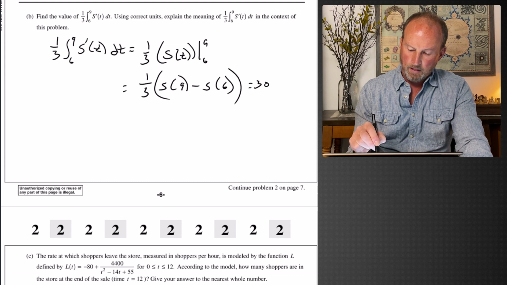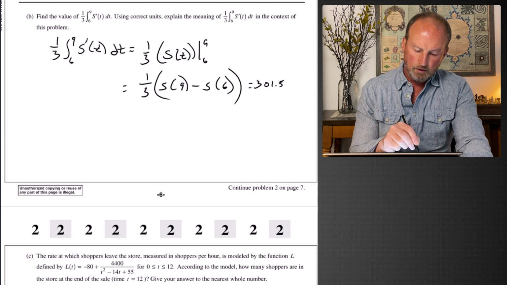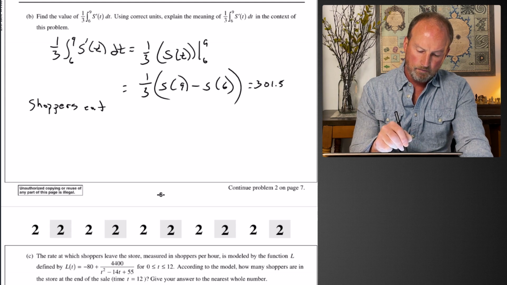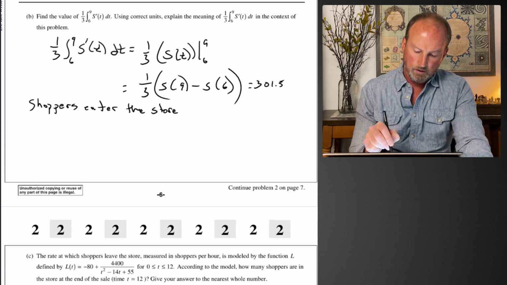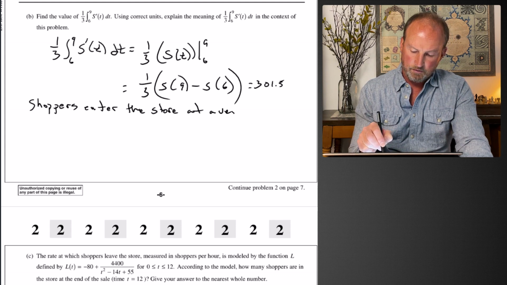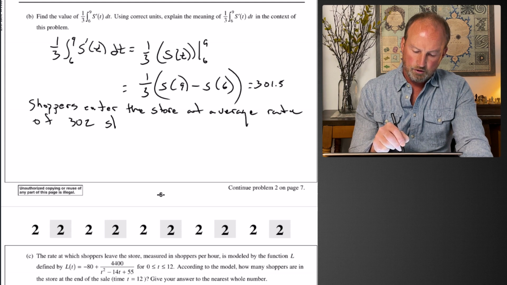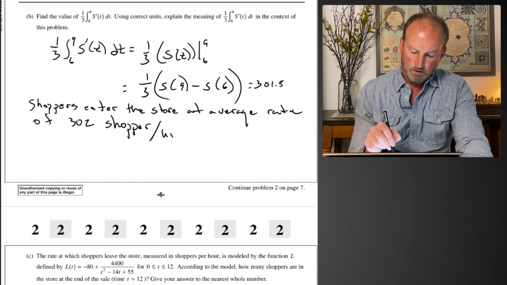Equals 301.5. So, on average, shoppers enter the store at an average rate of 302 shoppers per hour.